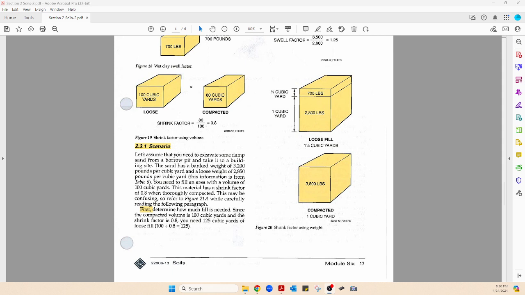The biggest deal about this scenario is just settling down and reading it. I took notes the first time I did it so I could even talk about it. So let's just start talking. So this is section 2.3.1 in that soil section 2.